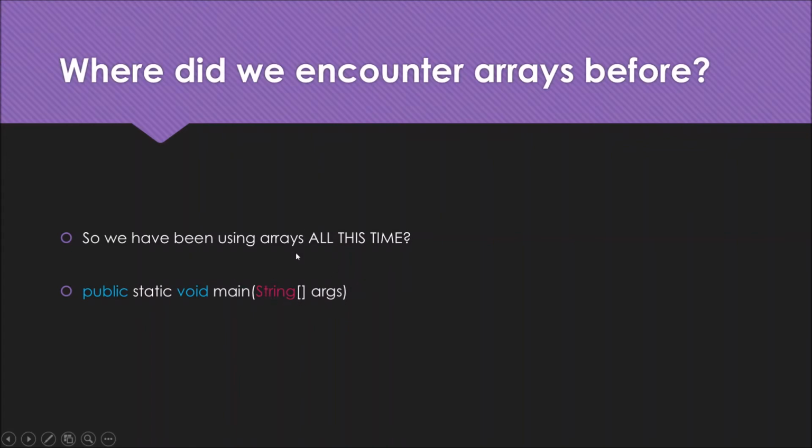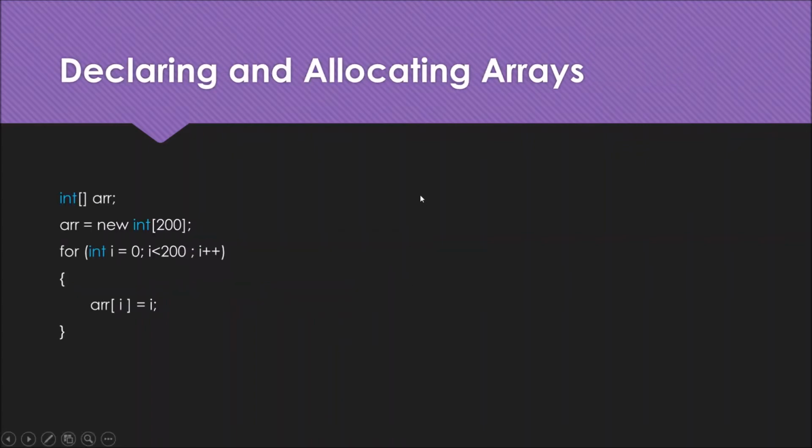So as I said before, you have been using arrays since the beginning of this class, but you just did not know about it. Now here is another example. I define an array of type integer. When I write this, it just tells the computer that I am defining an array and the name of the array is going to be ARR. It doesn't tell us how many locations it is going to point at.